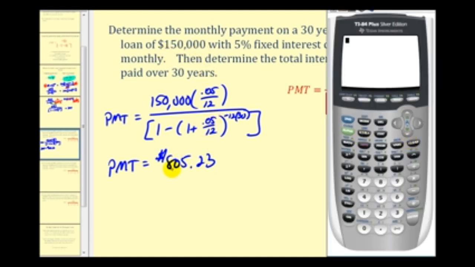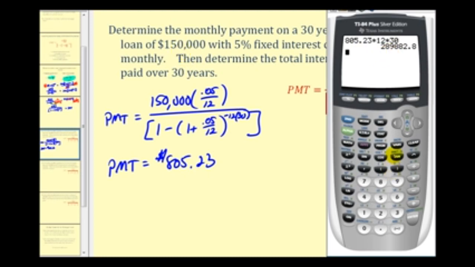So let's first determine how much money we're paying over the 30 years. It'll be 805.23 times 12 months a year times 30 years. So we're going to pay $289,882.80 over the 30 years for a loan amount of $150,000.